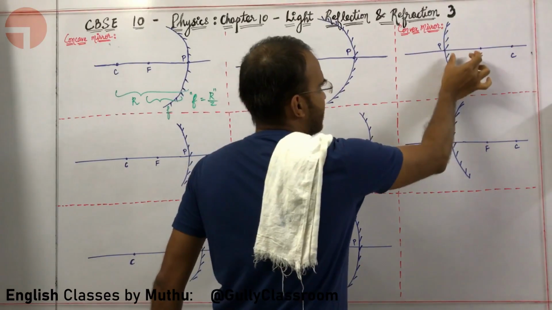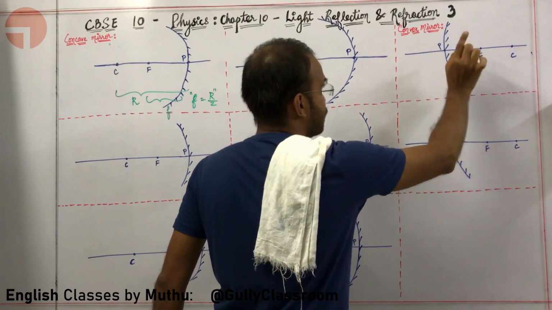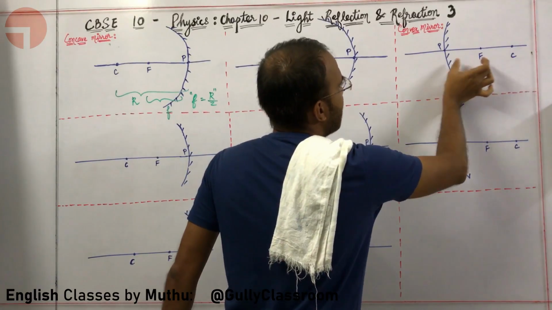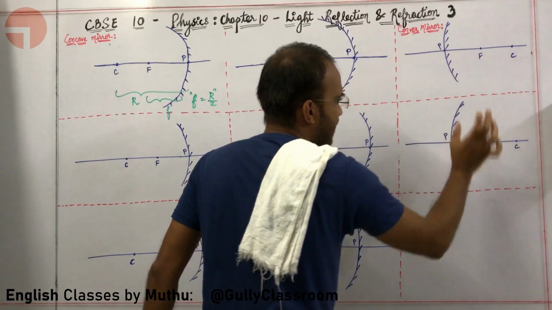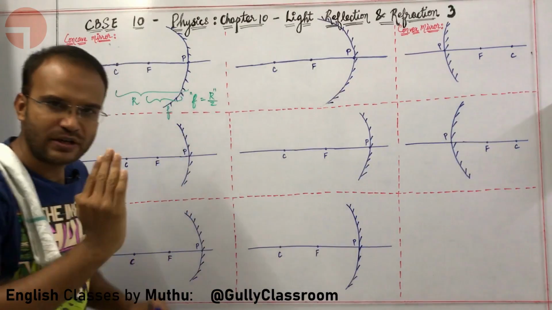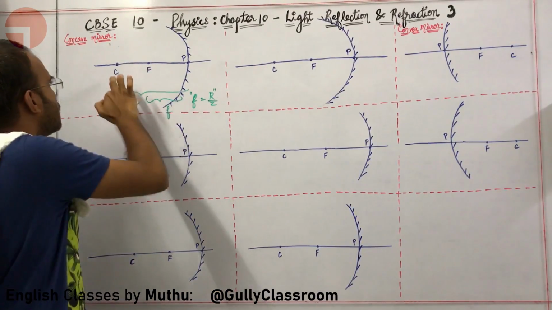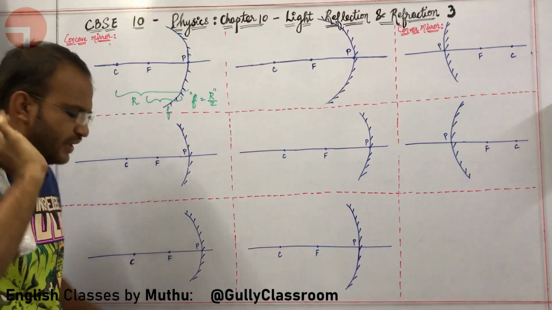Even in a convex mirror, the distance between pole and focus, the focal length, and the distance between focus and center of curvature are absolutely the same. This and this are the same. Are you able to understand this particular area? Drawing F right in the middle of C and P is essential for getting very good diagrams.